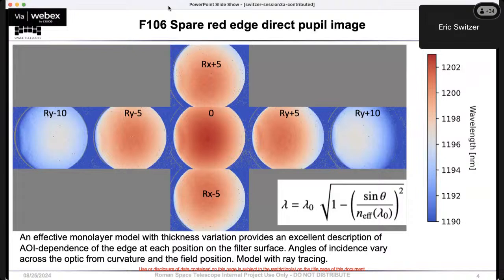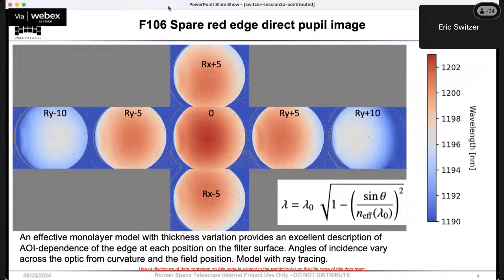The other aspect here, looking across the surface of the filter, is that there are roughly parabolic variations in the edge wavelength across the surface of the filter. These are thought to be due to deposition of the filter coating on a slightly curved optic. And this is well described in the same monolayer model by deviations in the effective thickness at the level of 0.3%.